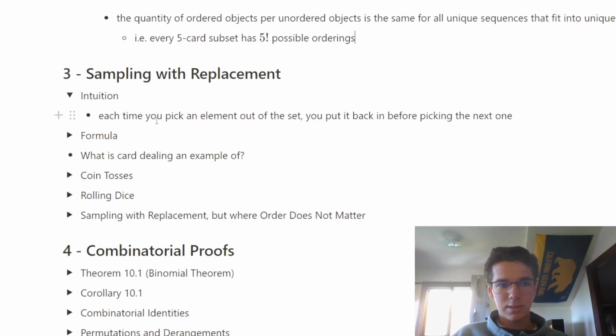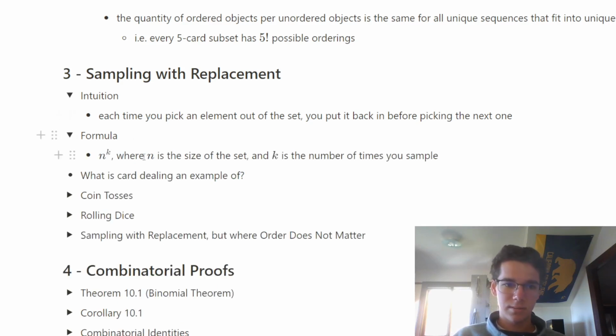Basically, each time you pick an element out of the set, you put it back in before you pick the next one. So it would be n to the k, where n is the size of the set and k is the number of times you sample. Okay, so what is card dealing an example of?